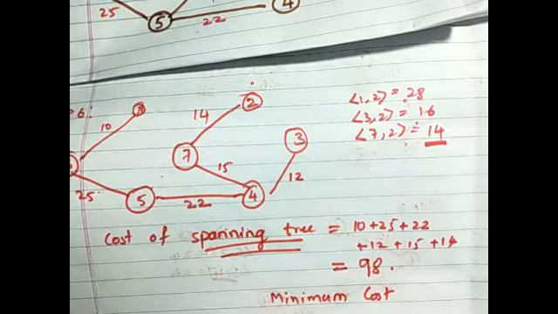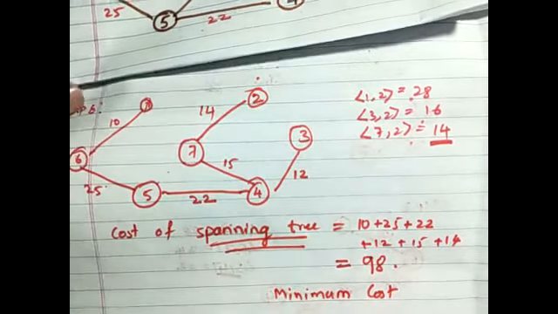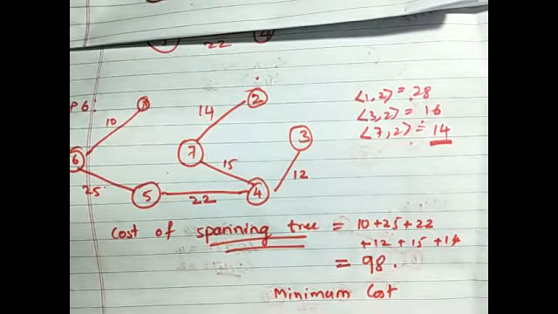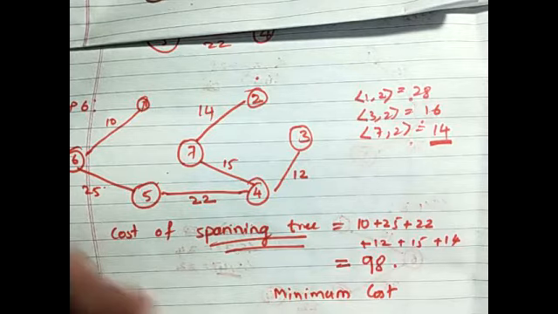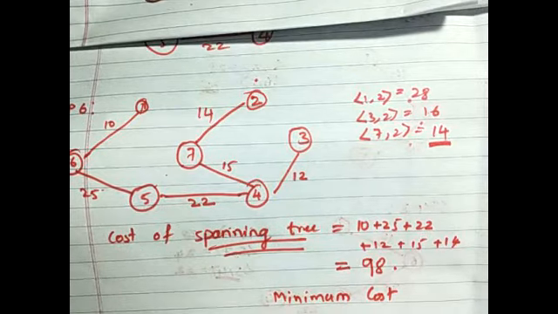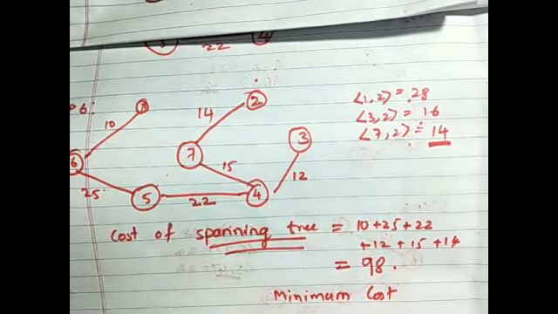So to just summarize, students, Prim's method, how it works in order to calculate the minimum cost spanning tree: we need to start from any of the vertices. It need not be that we start from vertex 1. We can start from any vertex, but it is good that we start from the first labeled vertex. So if it is 1, 2, 3, 4, you can start from 1. If it is A, B, C, D, then you can start from A.